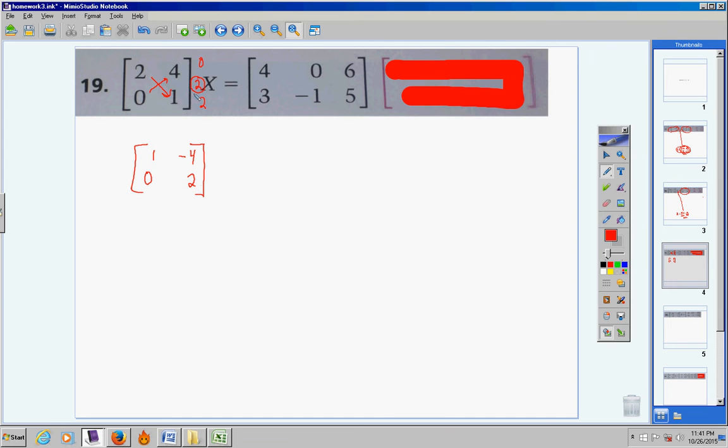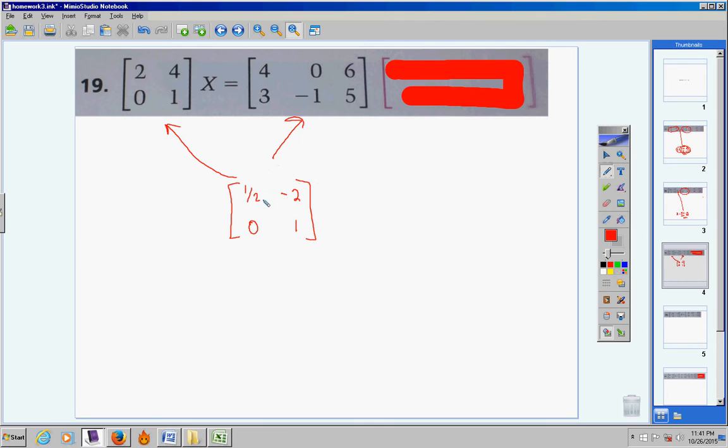Next, you take your determinant, which is 2 over 1, and you flip it. So when you flip 2, you get 1/2. Now multiply that through, and you'll come up with 1/2, negative 2, 0, and 1. I took 1/2 times each one of those numbers, okay? Alright, so that is now gone. I don't need this. I don't need any of this up here. There's my inverse matrix.